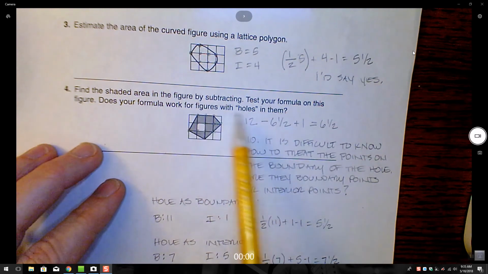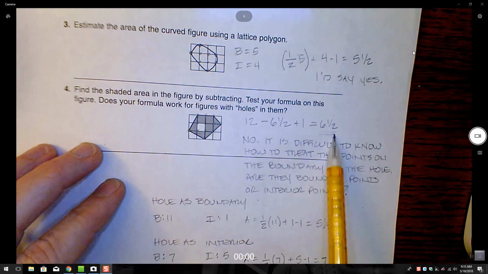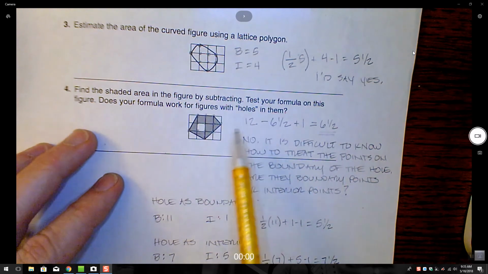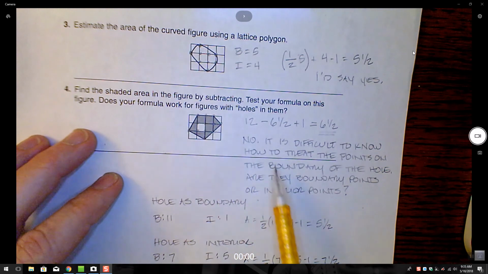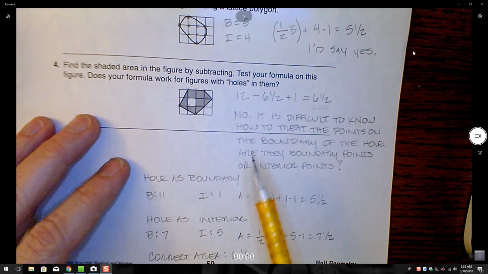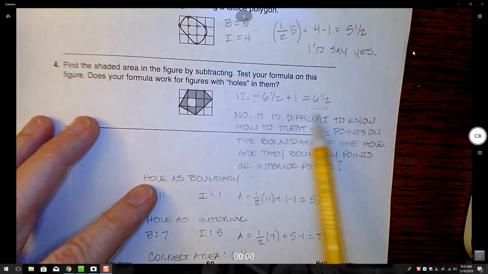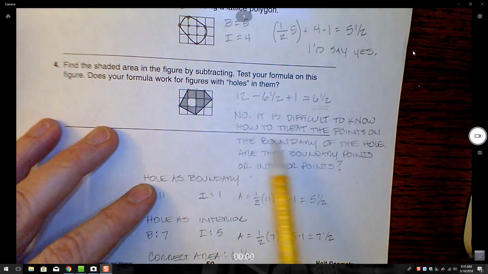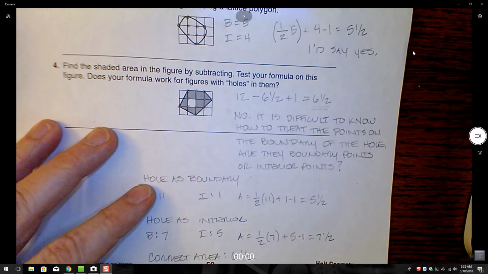For number 4, I tried to use subtraction to come up with the area. I believe that is very accurate. The second part of the question is, does your formula work for figures with holes in them? And I decided it doesn't, because I just thought it must not, because how do you treat these 4 points? Are they boundary points or are they interior points?